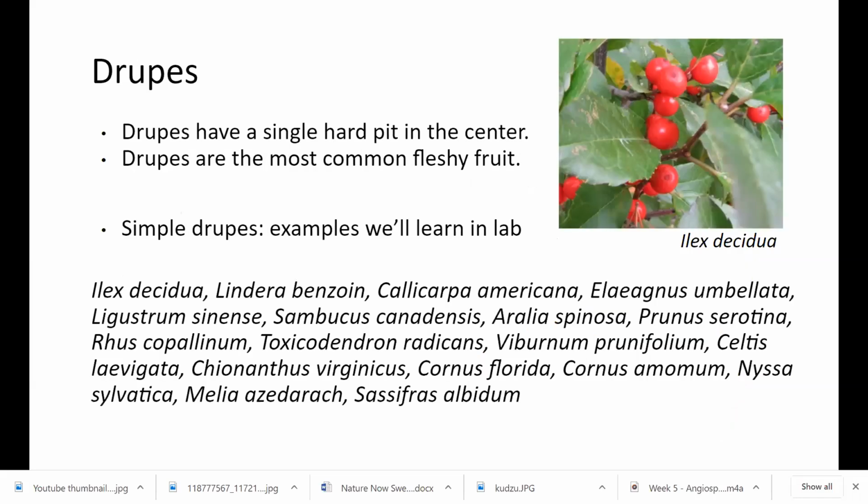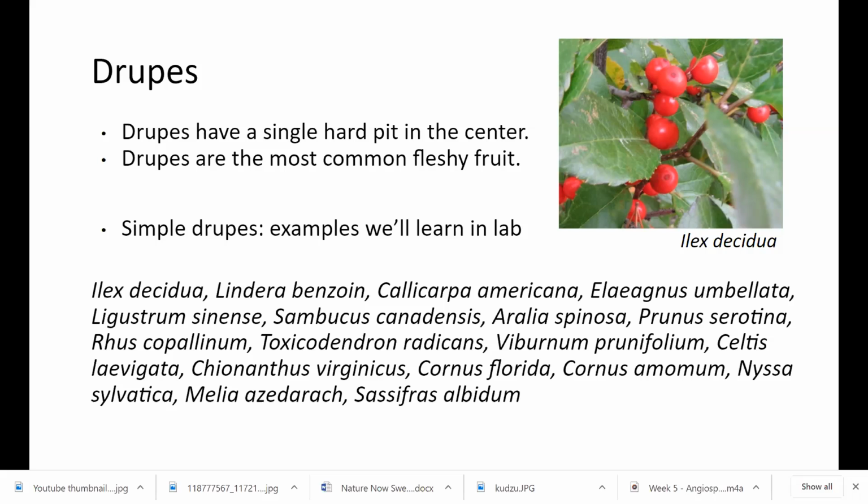So back to drupes, right? They have a single hard pit in the center, and they're the most common type of fleshy fruit. We've seen lots of examples of drupes in lab. We saw examples of Ilex decidua, which have that single hard seed in the center, right? The berries turn red in the fall. Some other ones that we've learned recently, Callicarpa americana, American beautyberry. The Ligustrums both have drupe fruits, and Ligustrum lucidum is in fruit right now, so that's one we can see.